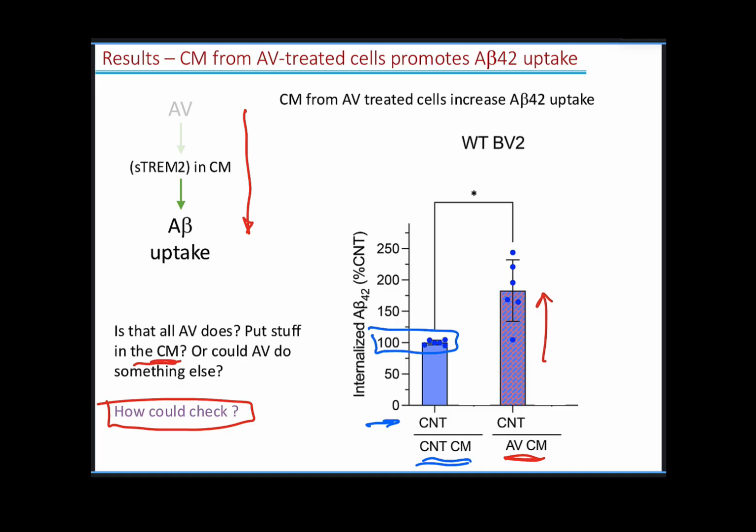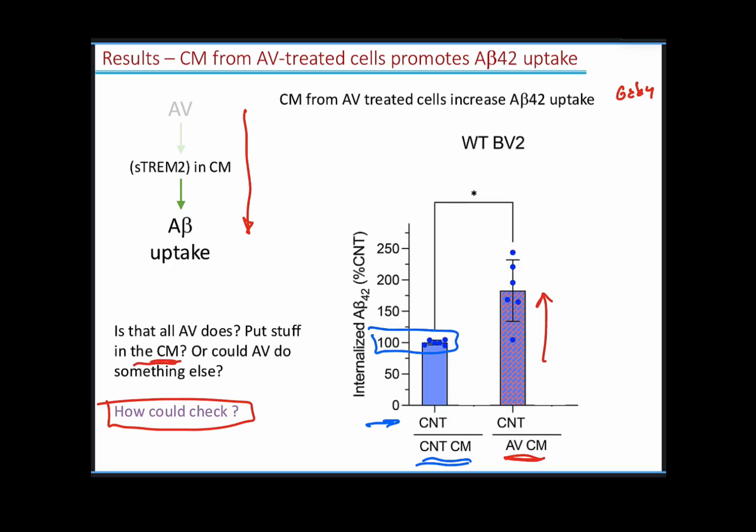AV, making AV fluorescent? The A beta? That's how it's done already. We didn't discuss those results, but the internalization of A beta 42 is done through the usual mechanism: you make A beta peptides fluorescent and then you follow the fluorescence. The question here is, how would you check if AV, in addition to producing a lot of S-TREM2 in the media, might be doing something else that further contributes to A beta internalization?